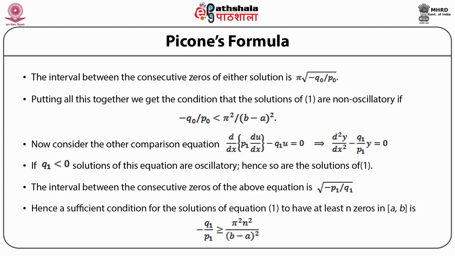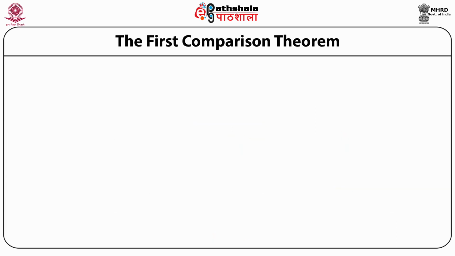Hence, a sufficient condition for the solutions of equation 1 to have at least n zeros in the interval a to b is minus q1 by p1 is greater than or equal to pi squared into n squared by (b minus a) whole squared. We now discuss the first comparison theorem.